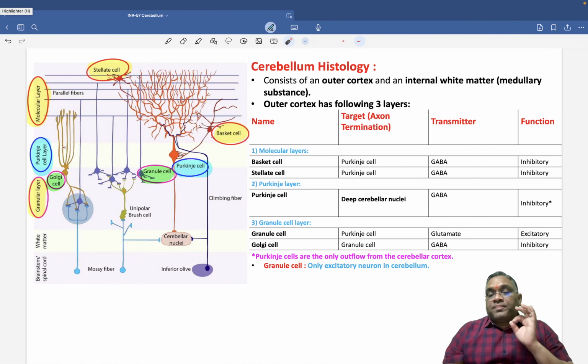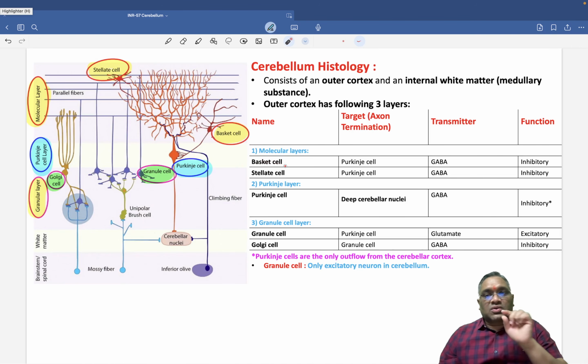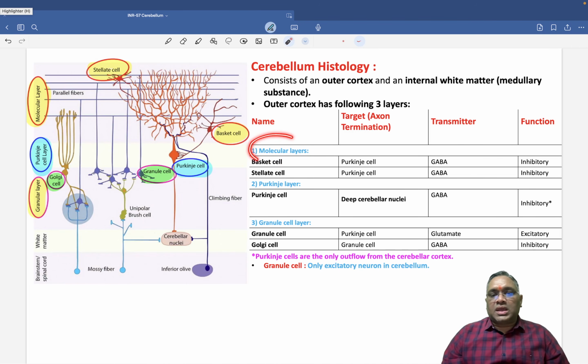Again, I repeat, listen to me very carefully. Outermost is molecular layer, right? Outermost is molecular layer in the cerebellar cortex. Then Purkinje layer will be coming, and the innermost will be the granular layer, right? So molecular layer, this was a question in AIIMS. Which cell will we be seeing in the molecular layer? So molecular layer of the cerebellar cortex will be having two cells: basket cells and stellate cells.